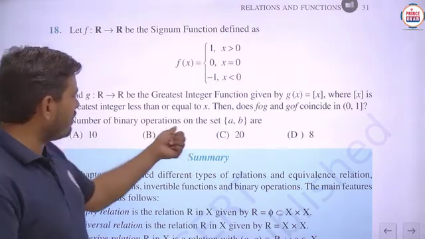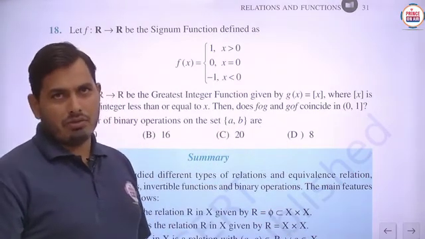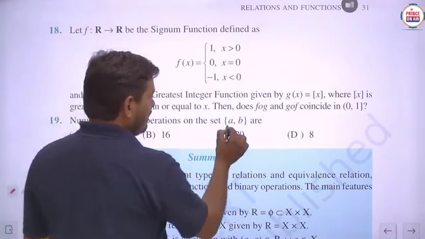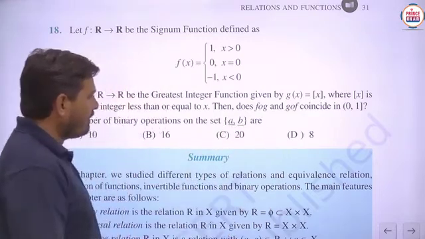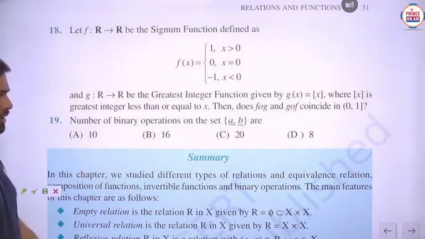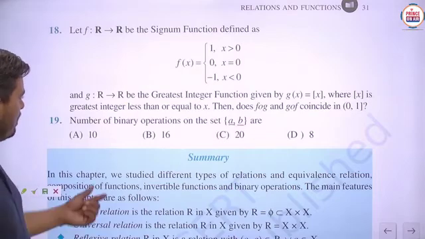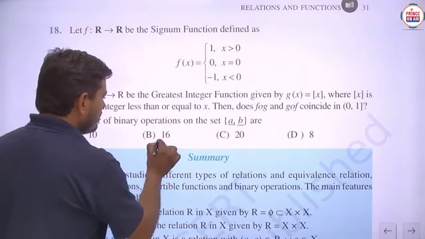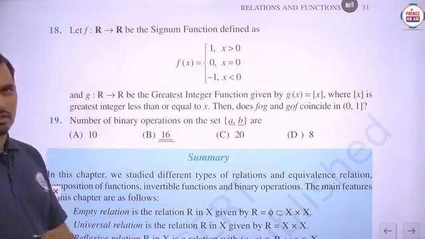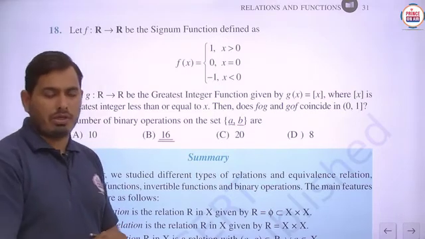The number of binary operations on the set {A, B}. There are two elements given, A and B. Is it clear? Now again, a very important part: the answer should be given as 16 here. How is this answer obtained?